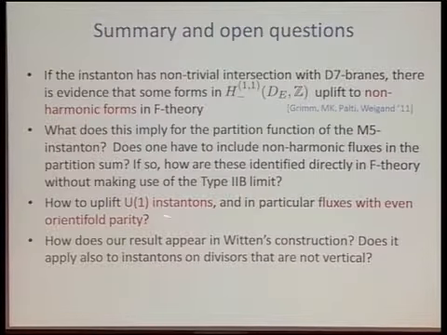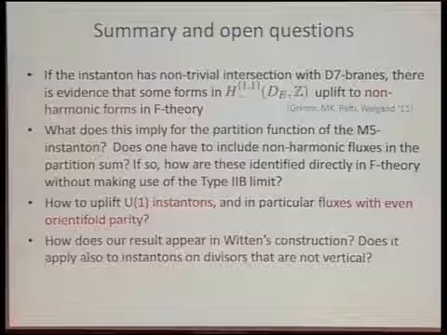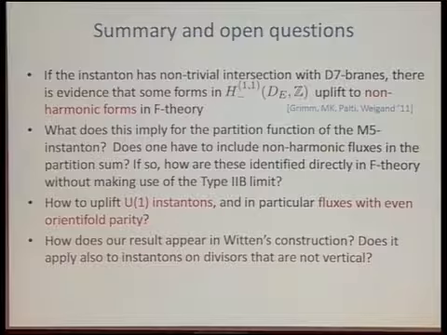A different question would be, how should we uplift U1 instantons? Because these have fluxes with even orientifold parity, but even 2-forms don't uplift to 3-forms, they uplift to 2-forms, so they can't directly be identified as 3-form flux, which is again an open question. And finally, of course, how one could identify our result directly with Witten's construction.